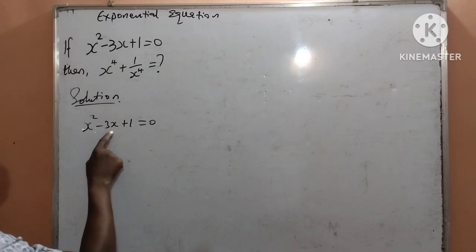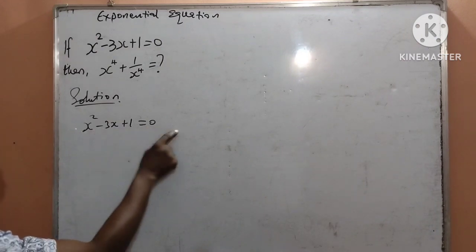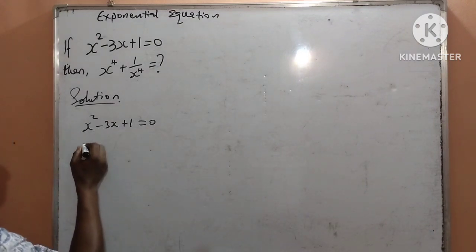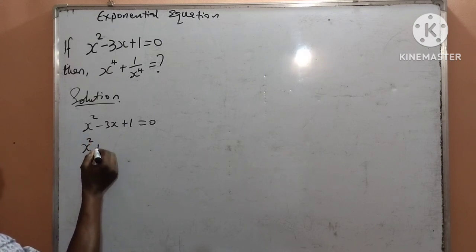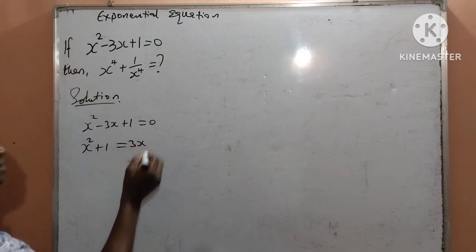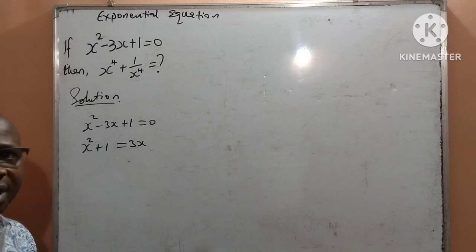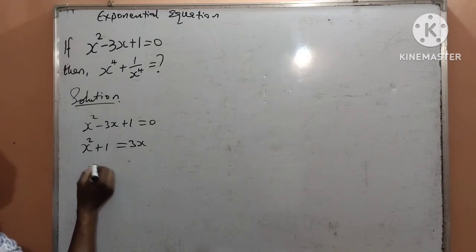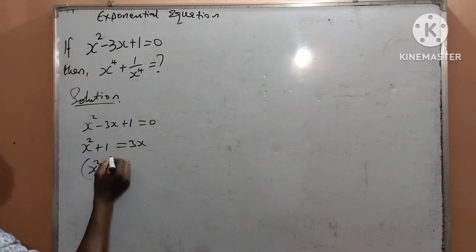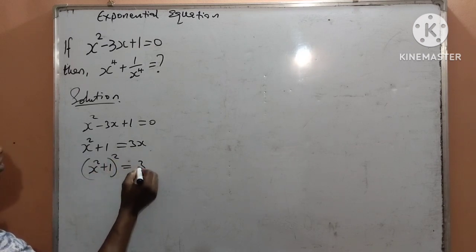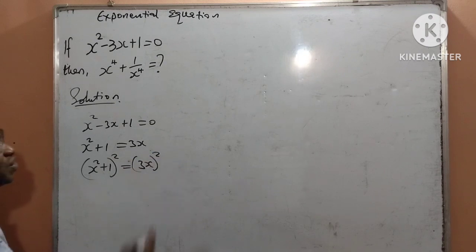So going by the standard approach, first thing I will do is to move minus 3x to the right hand side. And that is going to give me x raised to the power 2 plus 1 equal to 3x. The next step that I will take is to find the square of both sides, and that is going to give me x squared plus 1 raised to the power 2 equal to 3x raised to the power 2. So I'm squaring both sides of the equation.